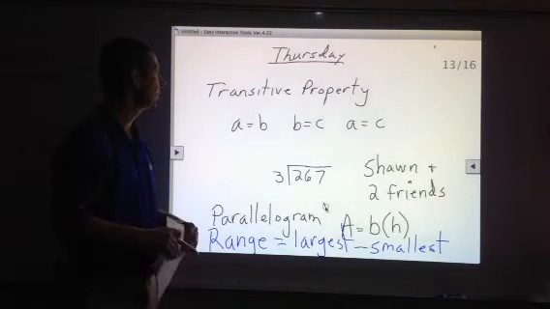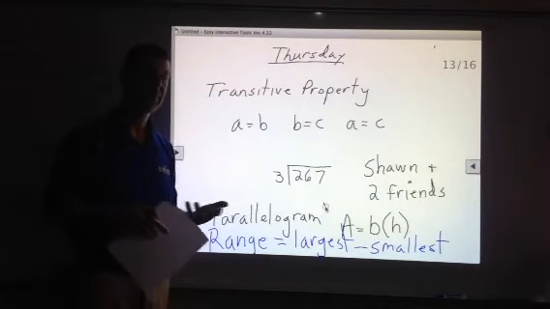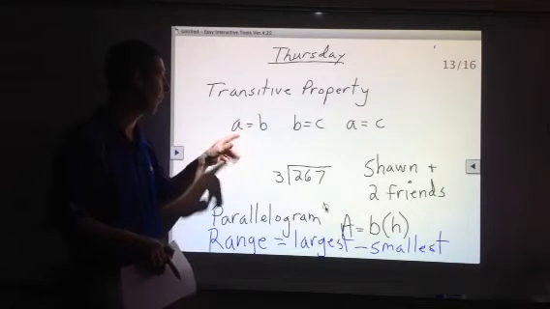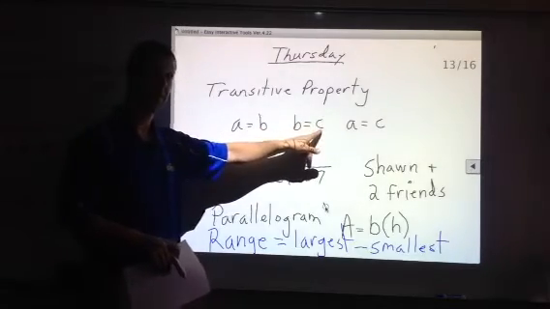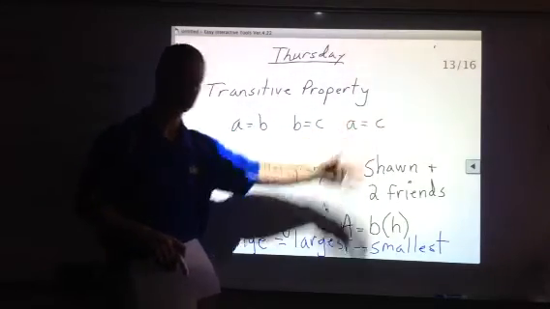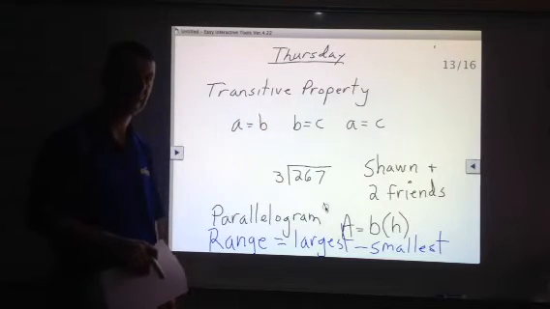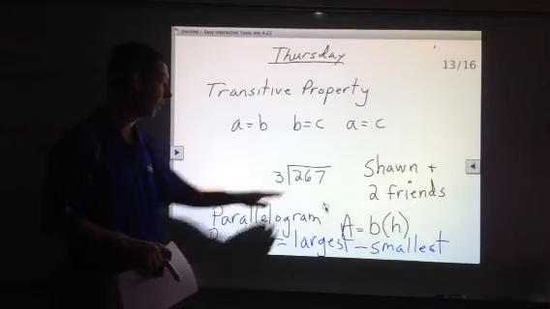Okay, here for Thursday now, the transitive property. We've never covered that in here. The transitive property is if A equals B and B equals C, then A also equals C. And it's there. Just pick it out, that's the one. That's the transitive property.